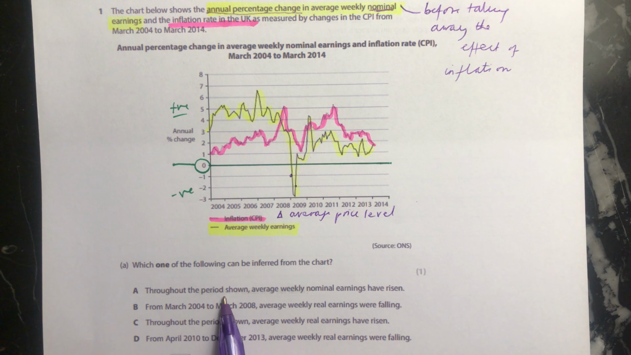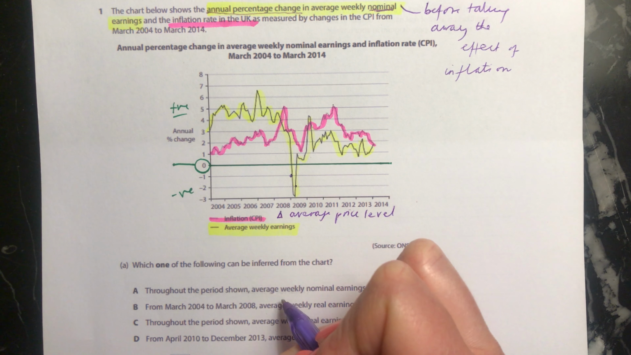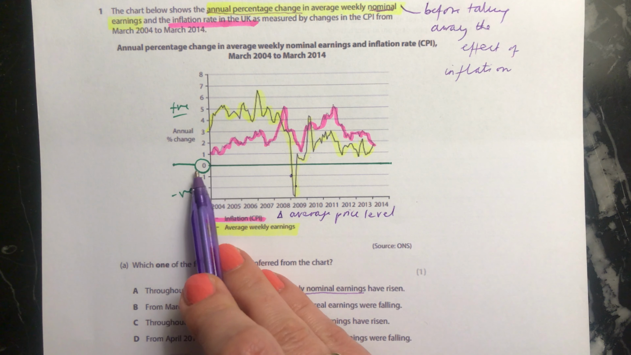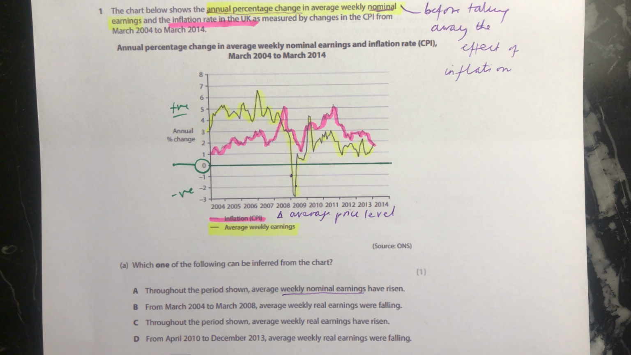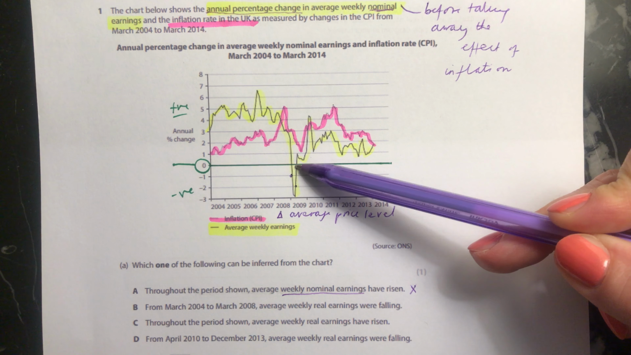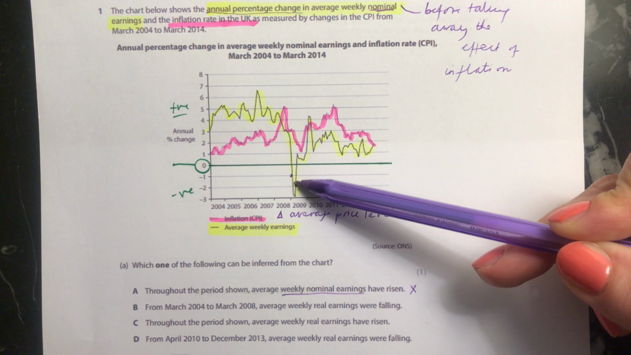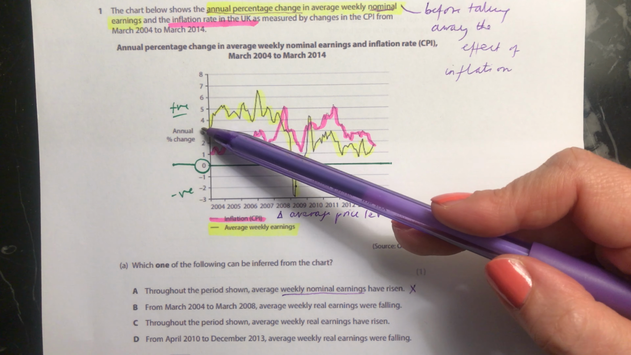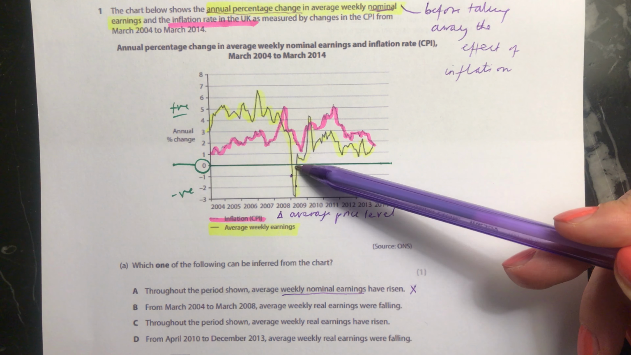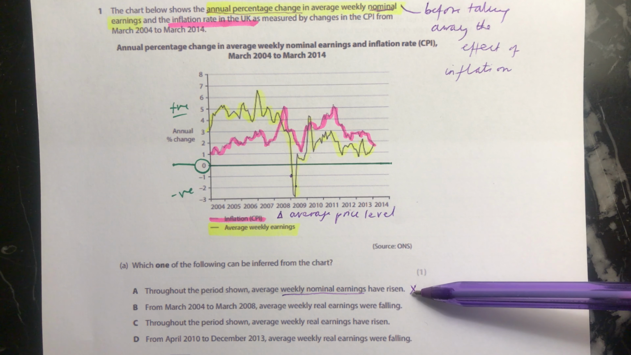A is, throughout the period shown, average weekly nominal earnings have risen. Now, we know that we're looking at the yellow line, and this is saying for all of this time they've been rising. That's not true. The reason it's not true is because at this point here, the nominal earnings were actually less than they had been the year previously. So they weren't going up during this period. Here, the percentage change was positive on a year previously, all the times when we're above the green, but when we go below, that's not actually true. So that's wrong. They haven't risen all of the time.